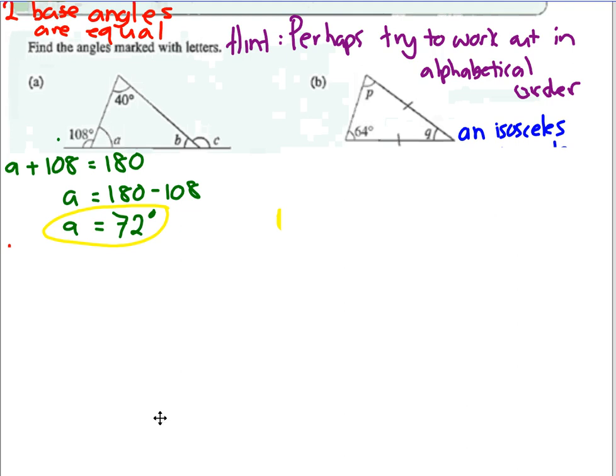Sometimes once you've worked out A, it might be useful to write it in. So let's write in A is 72. Because it might not be until you see it written there that you realise, hey, I can do something with that.